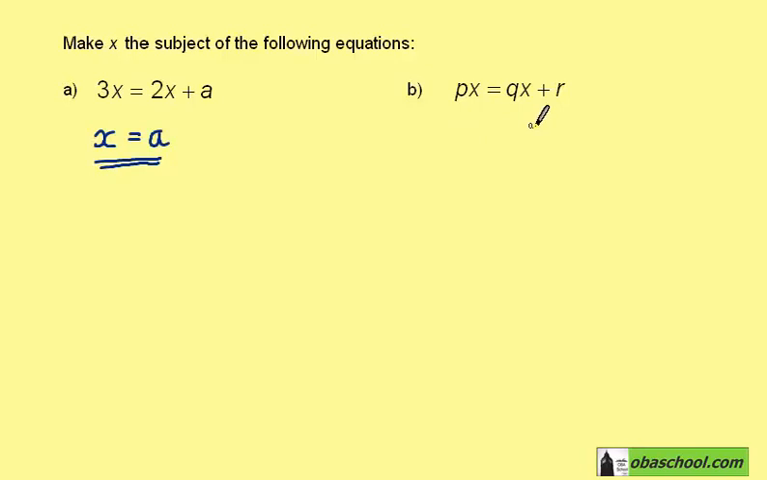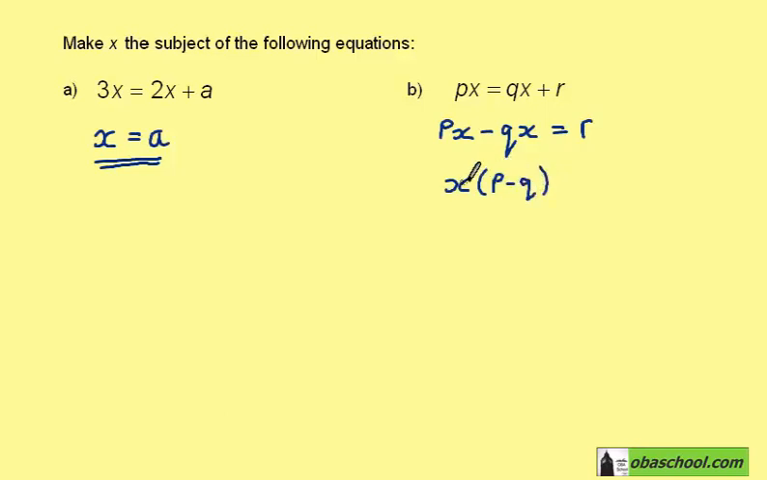We now have px is equal to qx plus r. Let's subtract qx from both sides. On the left we'll get px take away qx, and if we subtract qx from the right, we're just left with the r. We have a common factor of x. Take out the common factor and open a bracket. Inside the bracket we'll have p minus q.